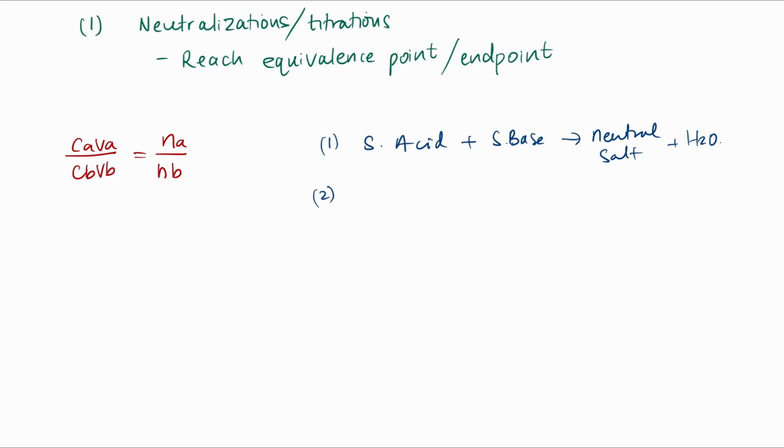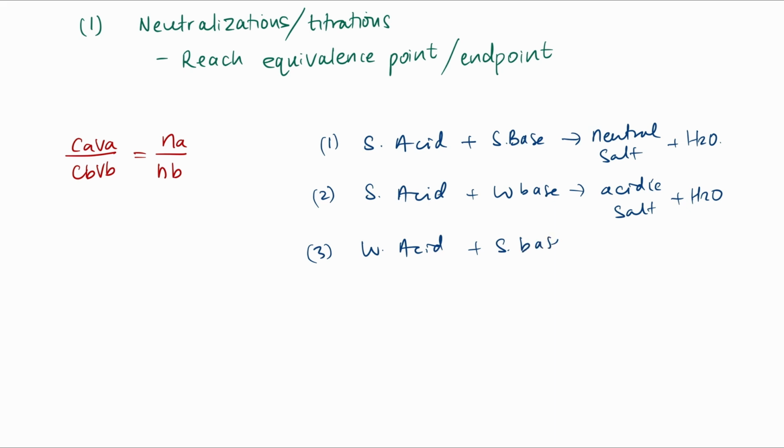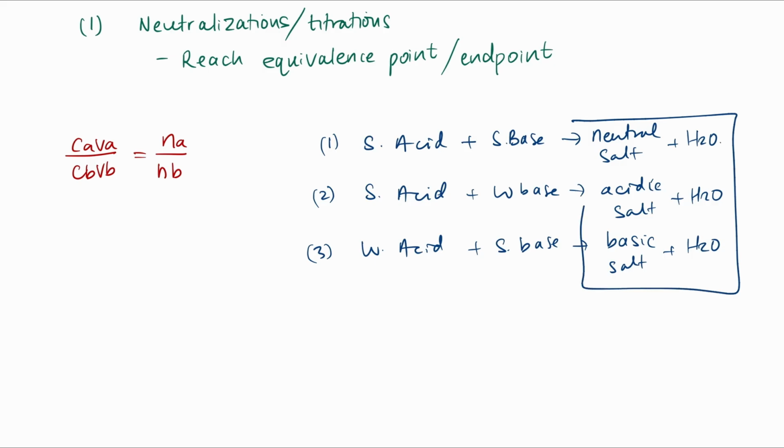The second one is a strong acid plus a weak base will give me an acidic salt plus water. And the third type is a weak acid plus a strong base will give me a basic salt plus water. And now it's also important for us to know for each type why the salt is either neutral, acidic or basic, and that we need to show using hydrolysis.